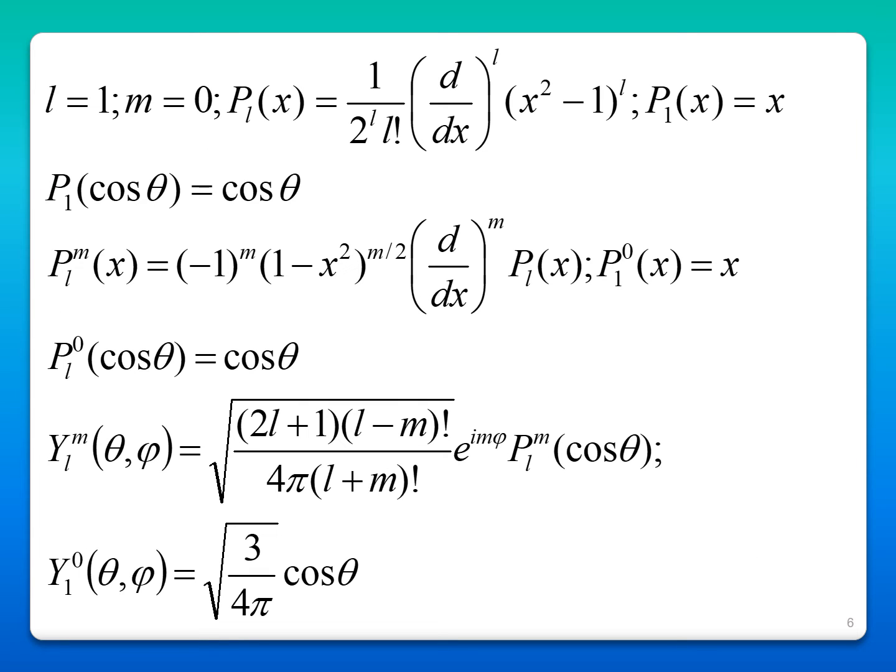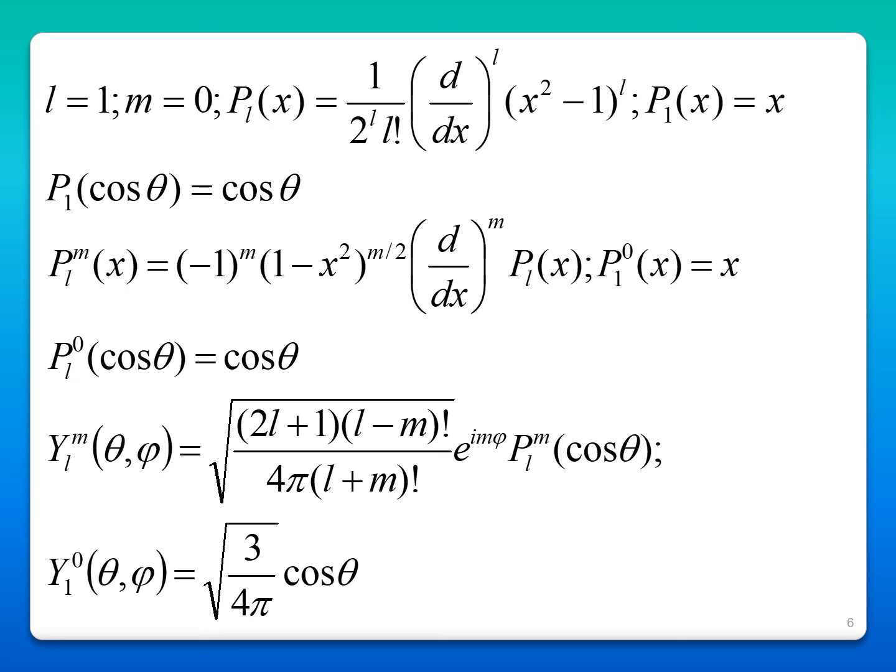So now you take L is equal to 1. Suppose if you take L is equal to 1, you have M is minus 1, 0 and plus 1. First you take M is equal to 0. So M is equal to 0, L is equal to 1. So P_L of X only depends on L. So L is equal to 1, then you can get P1 of X is equal to X. And here generally it is in terms of cos theta, so P1 of cos theta is equal to cos theta.